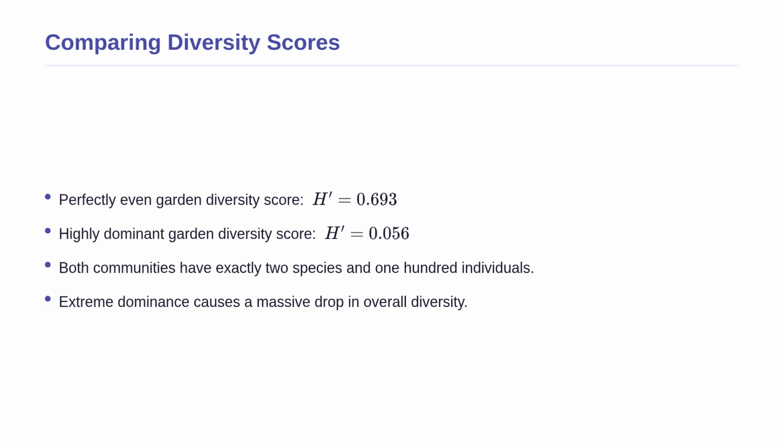Even though both gardens have exactly 2 species and 100 total individuals, they are fundamentally different ecosystems. The extreme dominance of the dandelions makes the second community mathematically and ecologically much less diverse. This perfectly illustrates why counting species alone is never enough to understand an ecosystem.